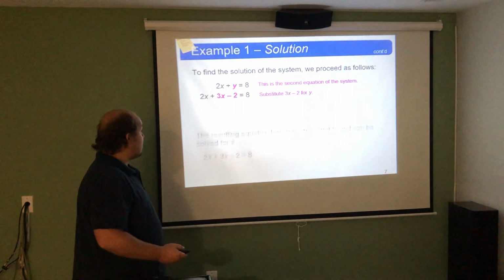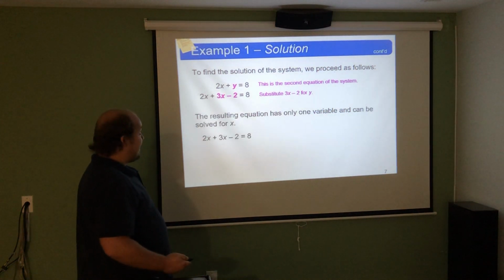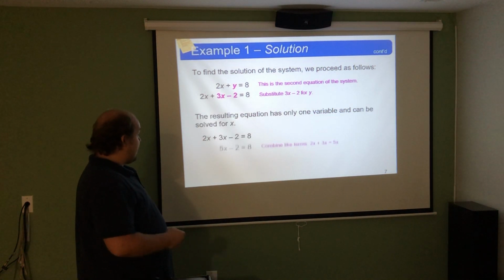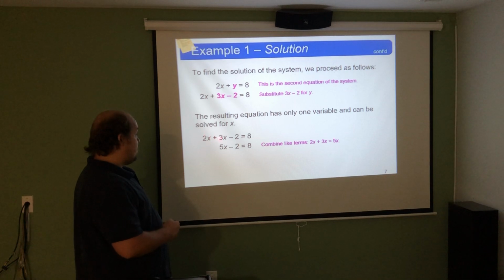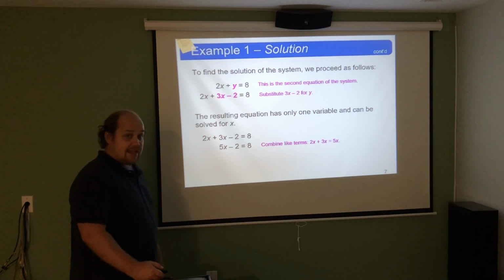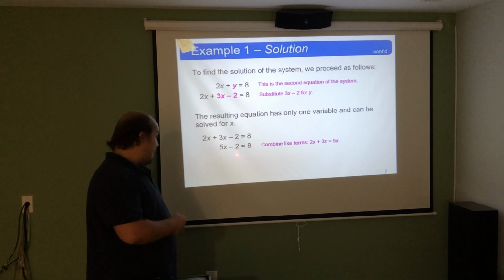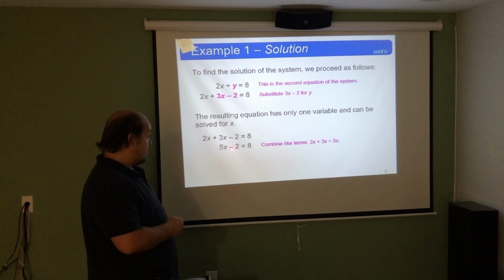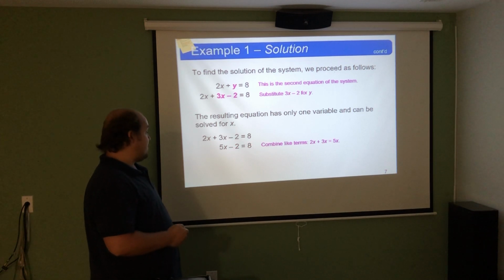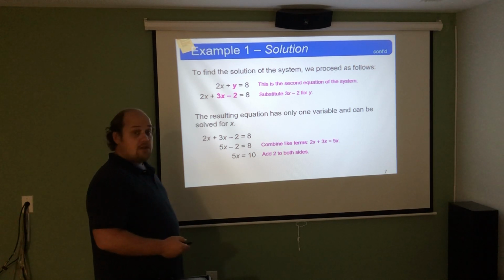I'm going to start by combining like terms. I'm going to take 2x and 3x. They both have the single power of x, so they are like terms. 2 plus 3 gives me a total of 5x. I now have to deal with this -2. To move it to the other side, I'm going to add 2 to each side. That's how I get to 5x equals 10.